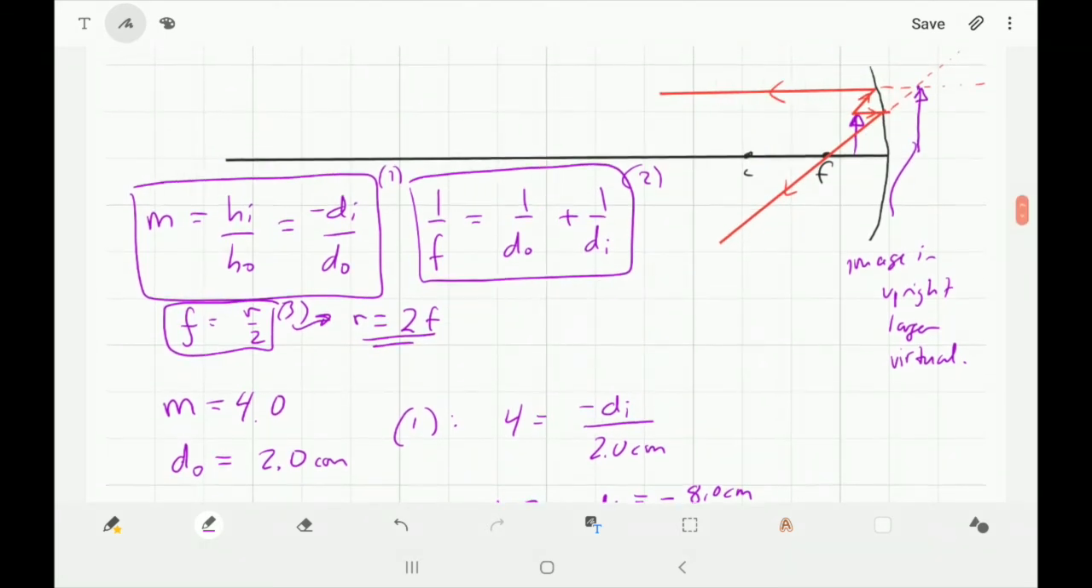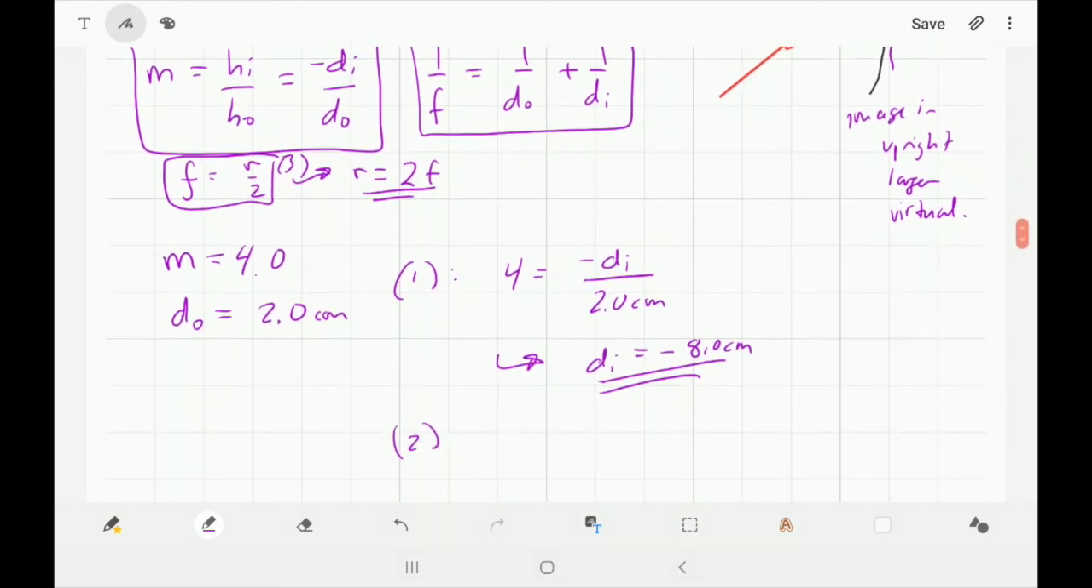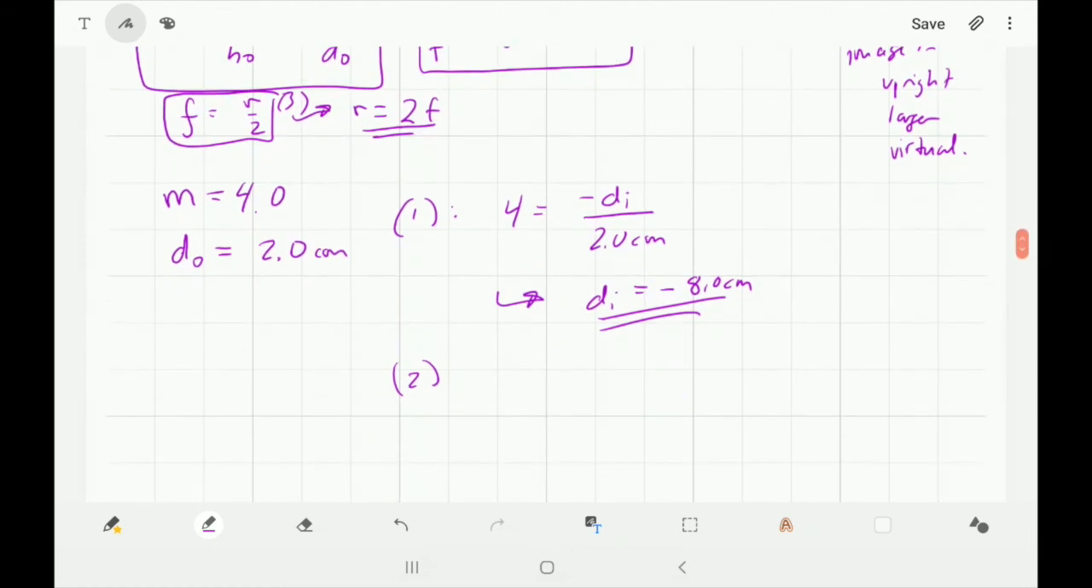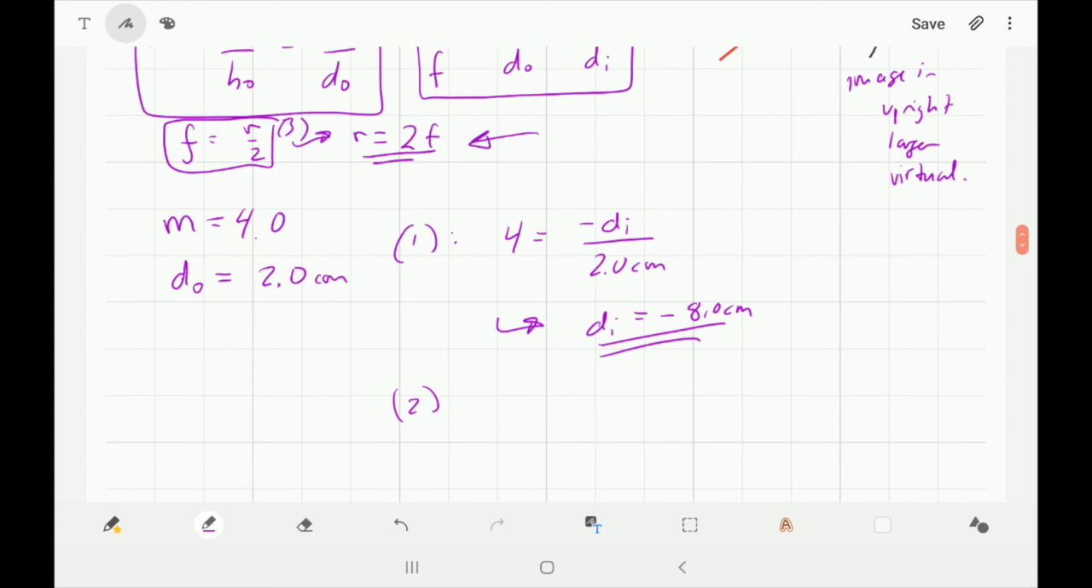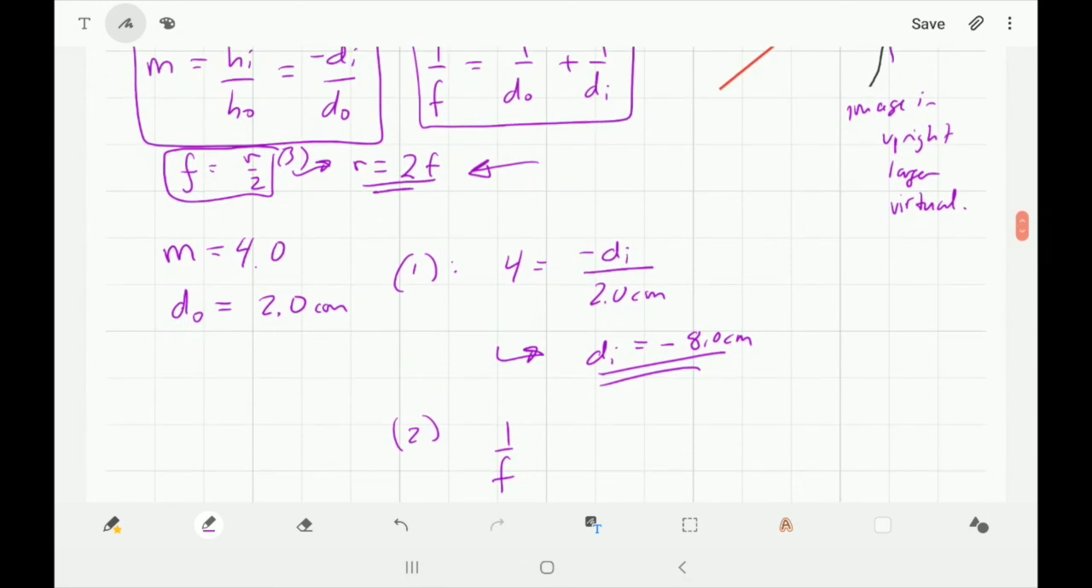That's consistent with what we've drawn here, although admittedly I drew this pretty poorly. It's not clear that the image is 4 times the distance that the object is from the mirror surface, but anyway, that at least seems plausible. So let's use the second equation to solve for the focal length, which we will apparently need to get the radius of curvature, which is what we're after. 1 over the focal length is apparently equal to 1 over the distance to the object, 1 over 2.0 centimeters, plus 1 over the distance to the image, minus 8.0 centimeters.